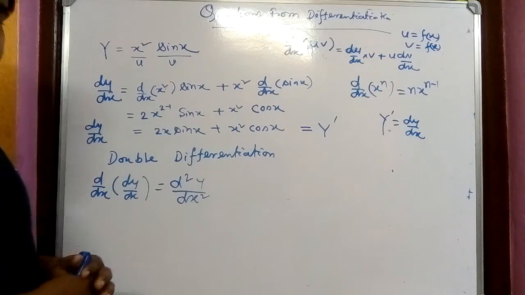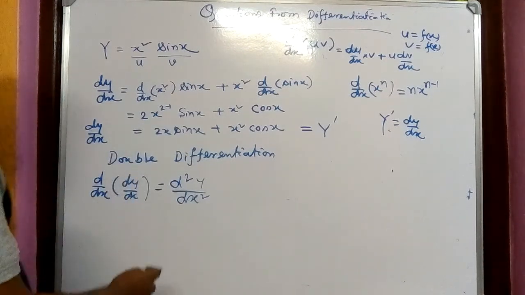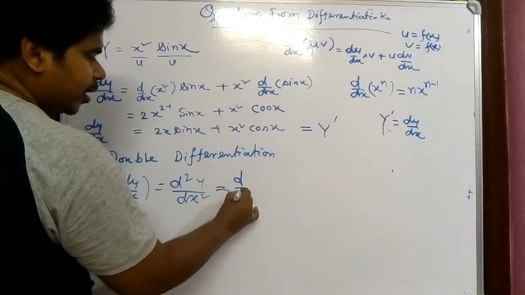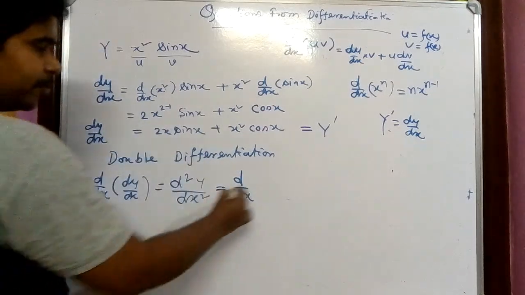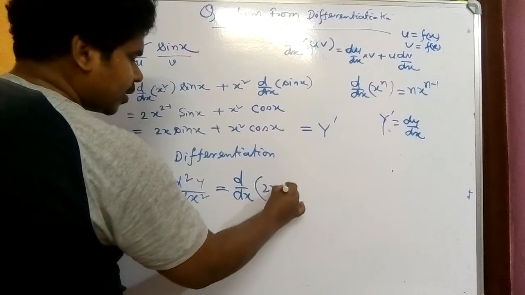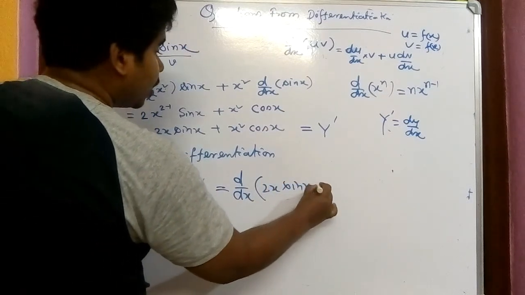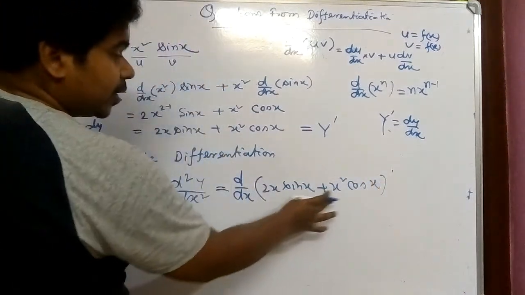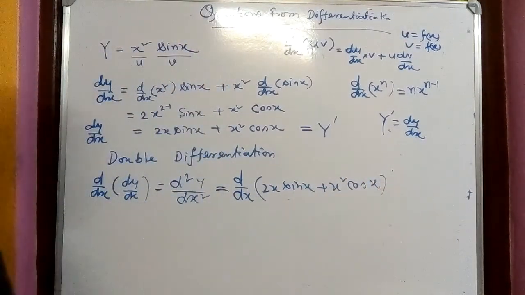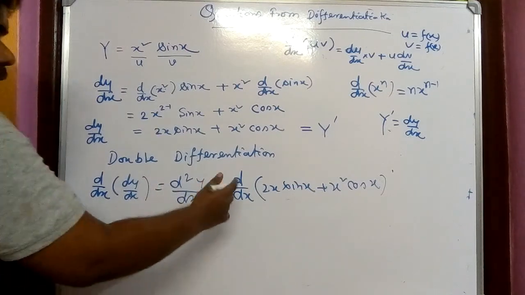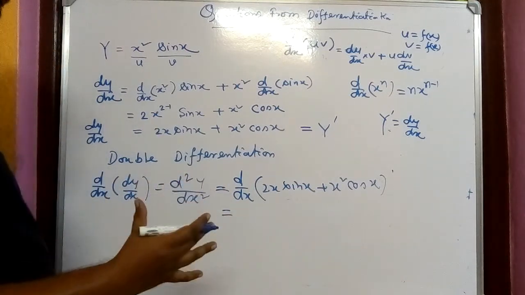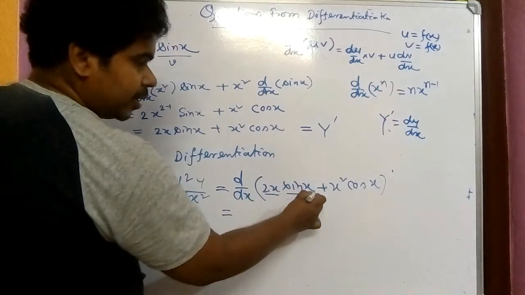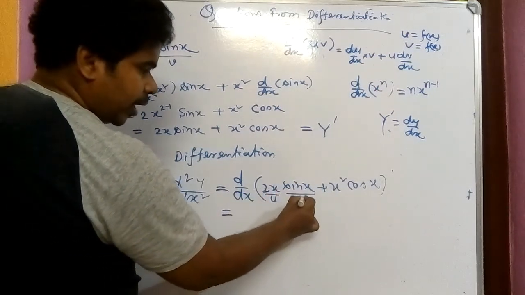Differentiation of differentiation. So let's see if I want to do it with the above function. It will be written as d dx of 2x sin x plus x square cos x, because this one is your dy by dx. Now I will do it directly. Here for the first function, this is u and this is v.